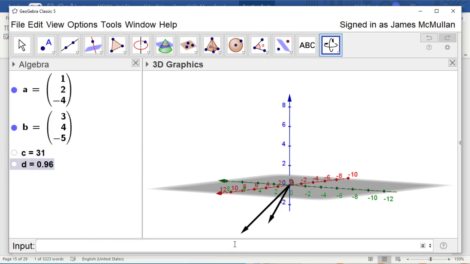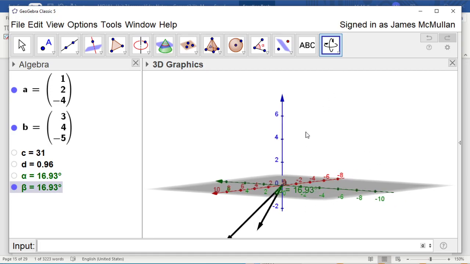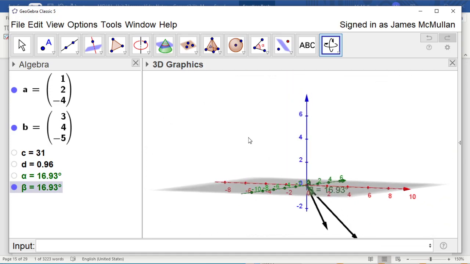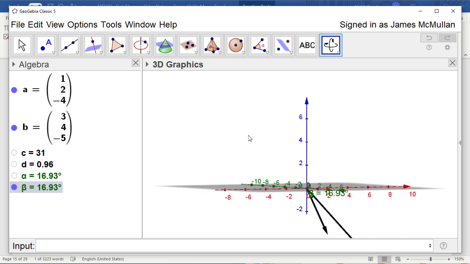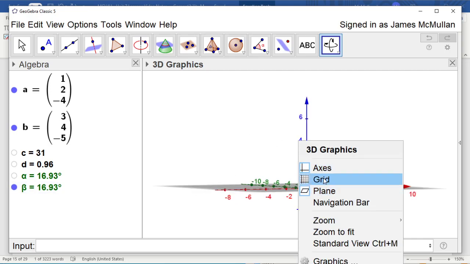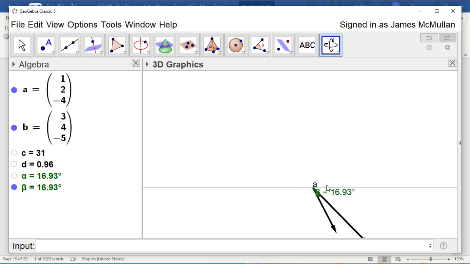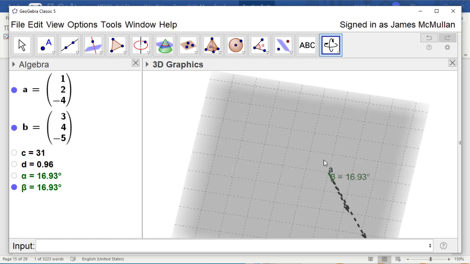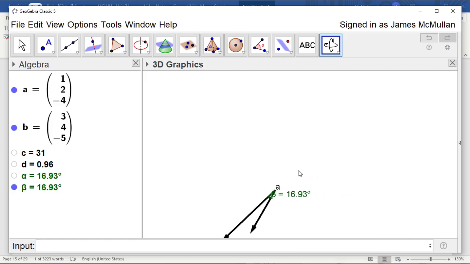And then if I do the inverse cos of that, I get 16.93, which is the angle between A and B. Again, it can be difficult to see these things, but that little angle down there actually might help if I get rid of the axis. Actually, I'd get rid of the plane too, for that matter. Okay, so those are my two vectors, and the angle between them is that 16.93 degrees.